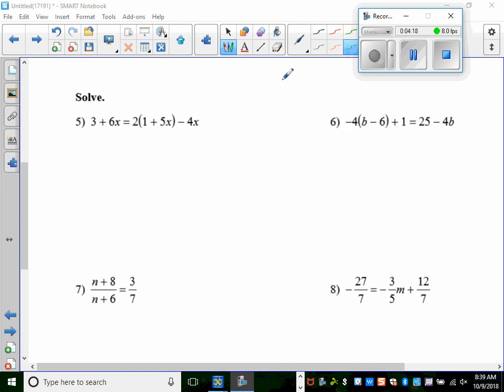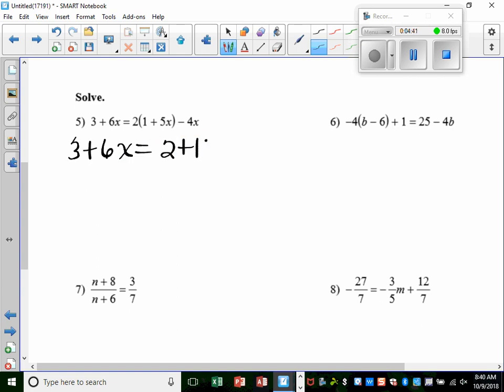So question number 5, so you find your question number 5 on your paper. Okay, and the correct answer for this was no solution. Did anybody have no solution for this? All right, so let's work it out. So I'm going to bring down the 3 plus 6x. I'm going to distribute the 2, so that's going to be 2 plus 10x minus 4x.